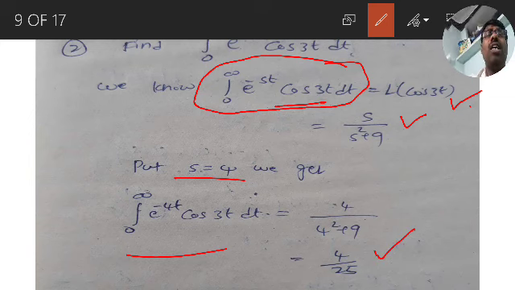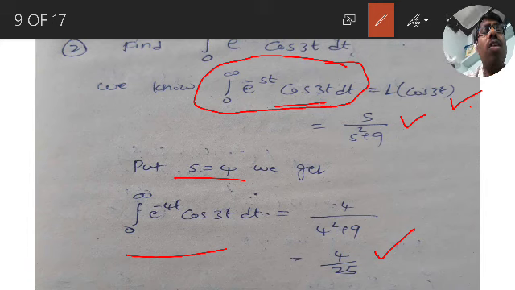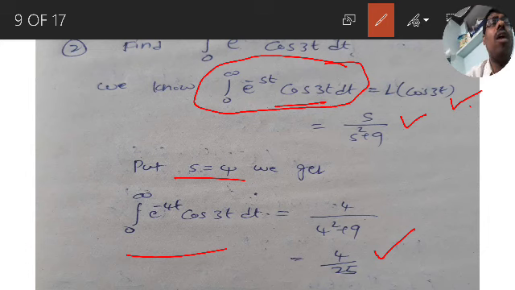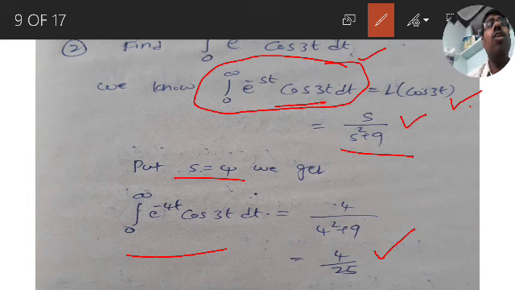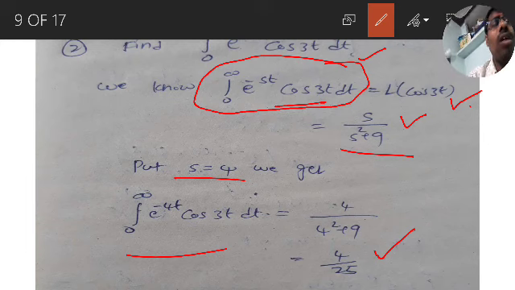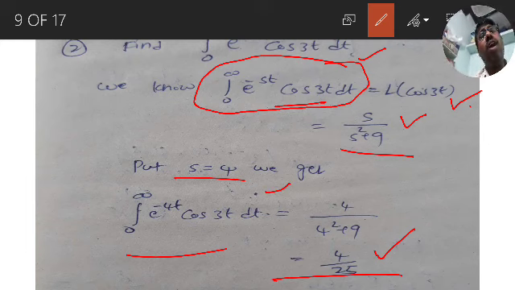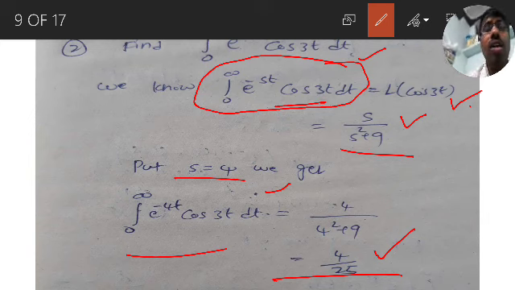Are you getting? Integration 0 to infinity e power of minus 4t cos 3t dt. Integration 0 to infinity e power of minus st into cos 3t dt is s by s square plus 9. So in that integral we are substituting the s value, that is 4. Then you get this integral equal to 4 by 25. So this is the way we find the value of integrals by using the definition of a Laplace transform.